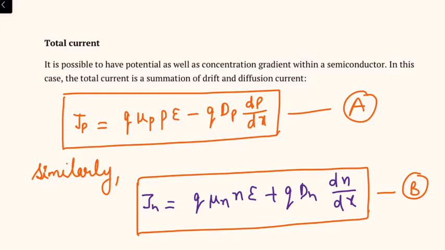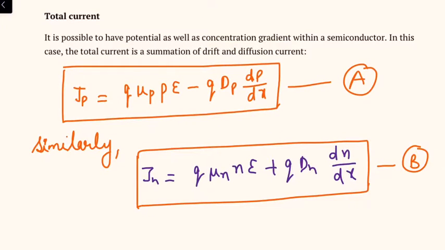So we saw that in a semiconductor two phenomena can be responsible for current. One is drift and the second one is diffusion current, and the expressions due to holes and electrons are given by equation A and equation B.